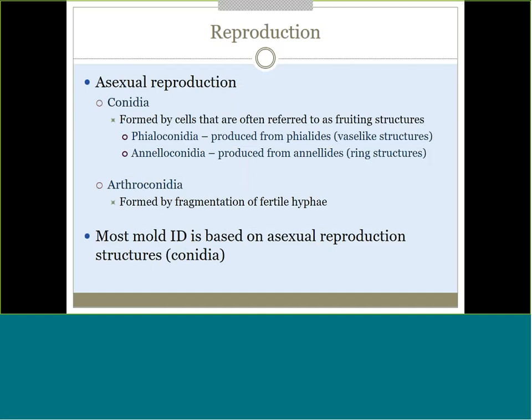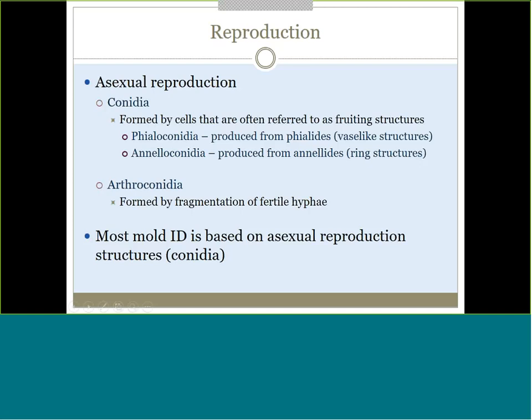They could be a couple of different types of fruiting structures. I will not test you on the terms phialoconidia or aleuroconidia. These are just some of the different fruiting structures that might form, and then they release these conidia, and that's the asexual process. There's also a slightly different form called arthroconidia.